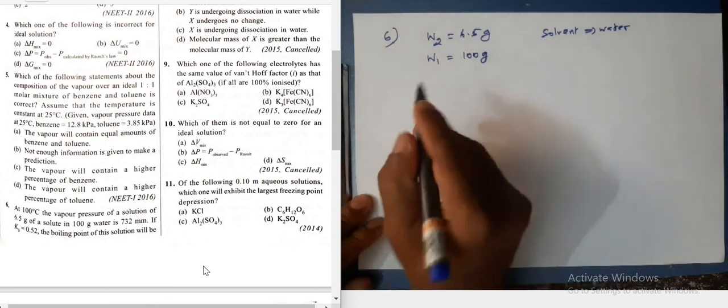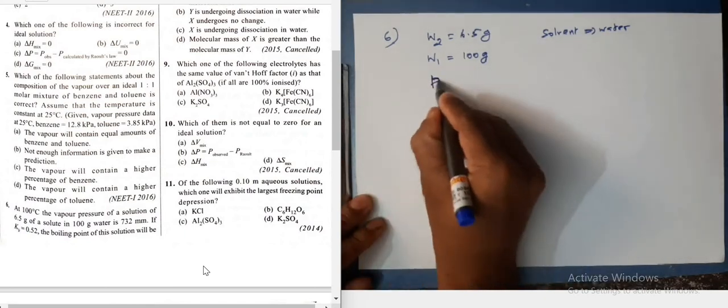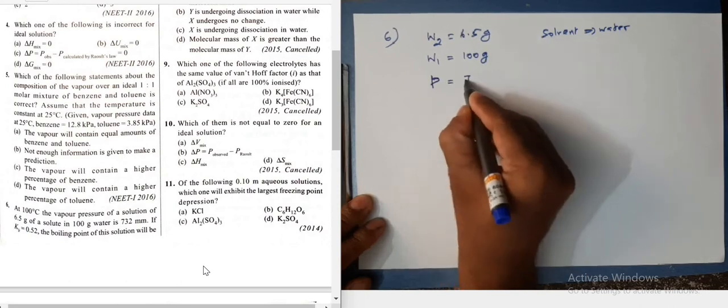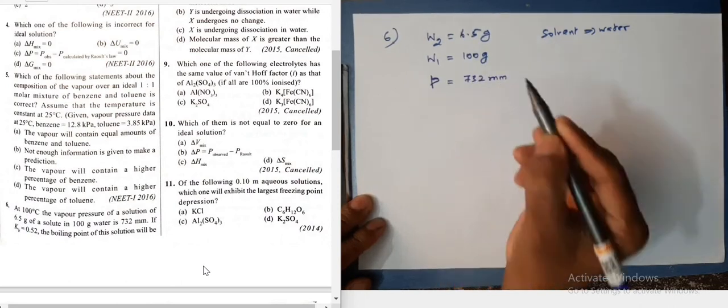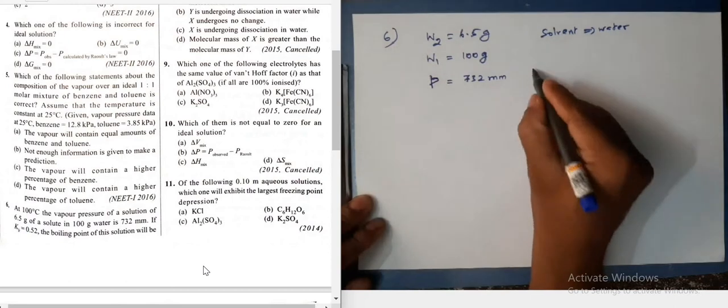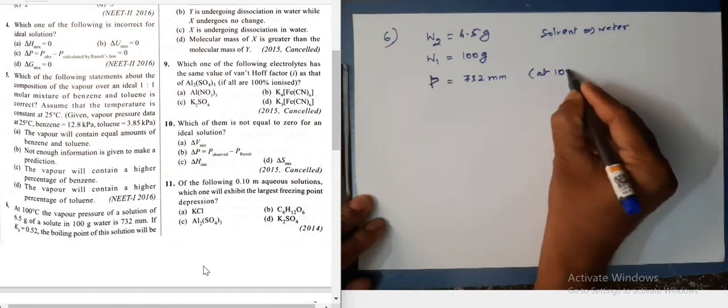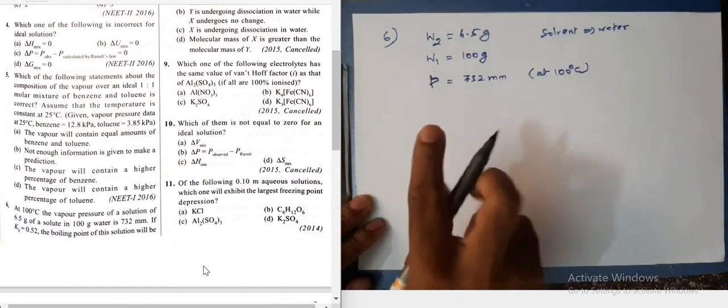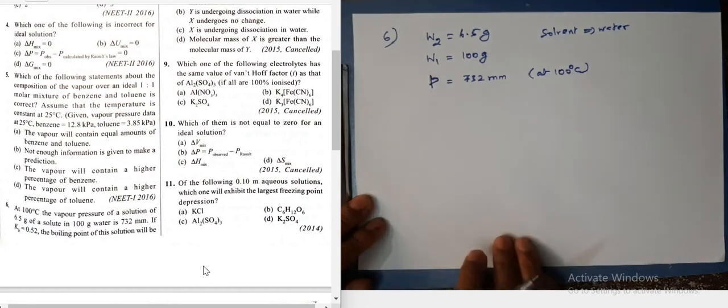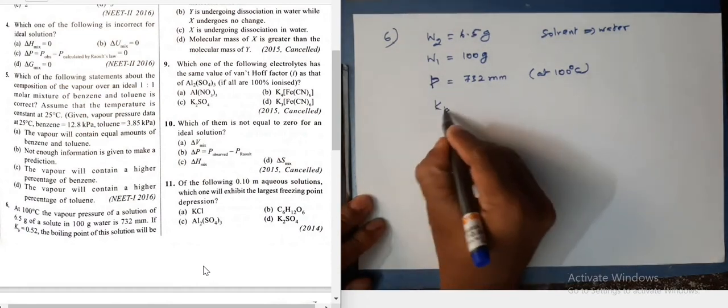Vapor pressure of solution is given. Vapor pressure of solution is 732 mm at 100 degrees Celsius. Then the Kb value is given. Kb value is 0.52.